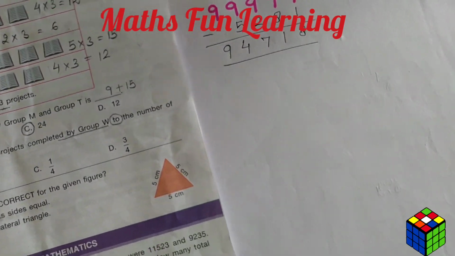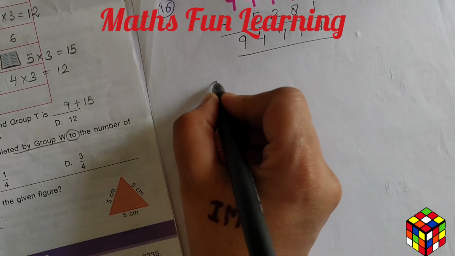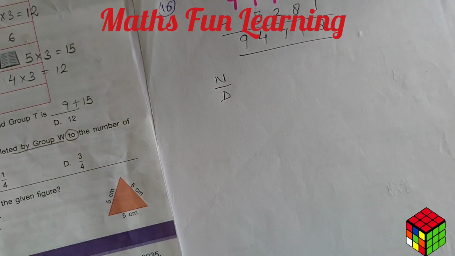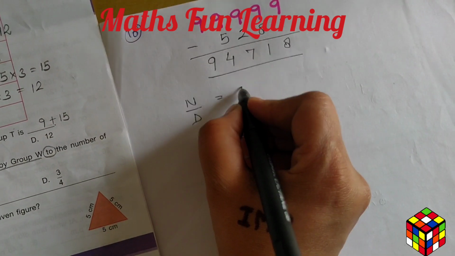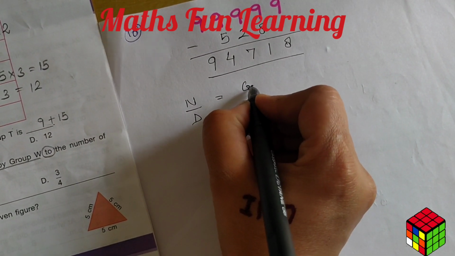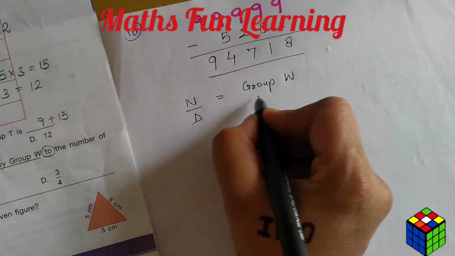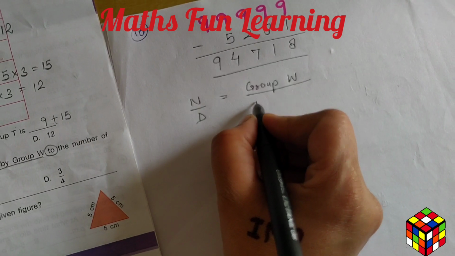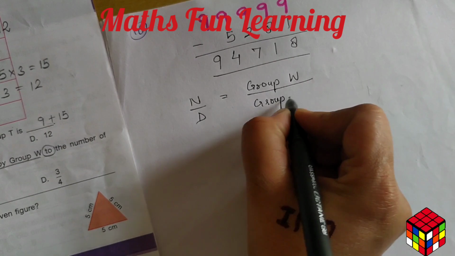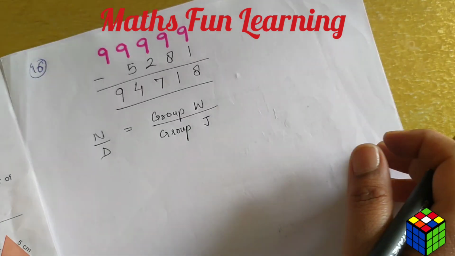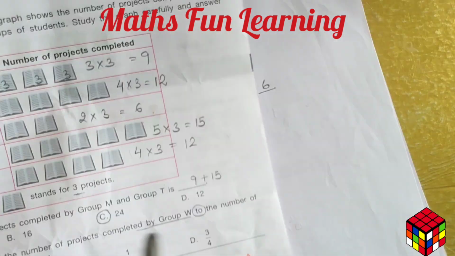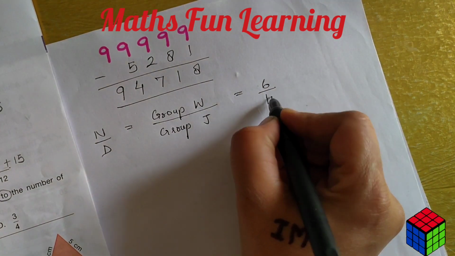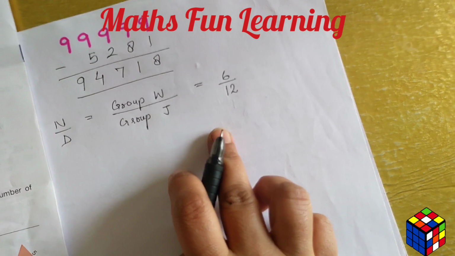That 'to' indicates the numerator and denominator. The first number is always the numerator, that is the number of projects completed by group W, to the number of projects completed by group J. And what is the group W project? 6. And J is 12. So the fraction is 6 by 12.